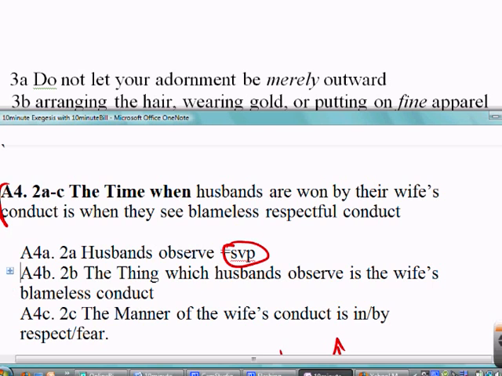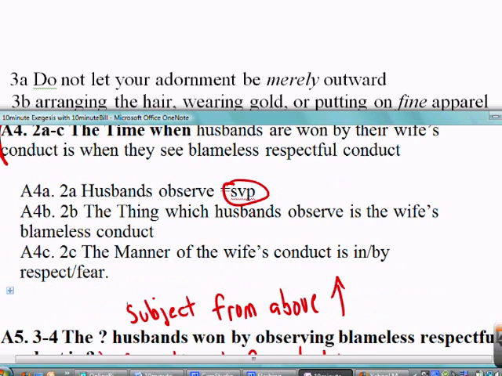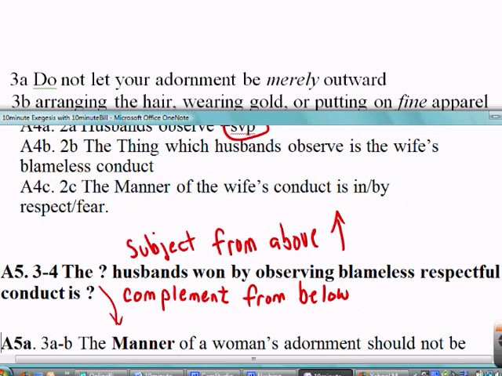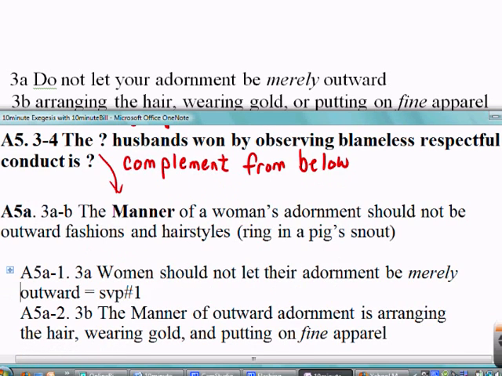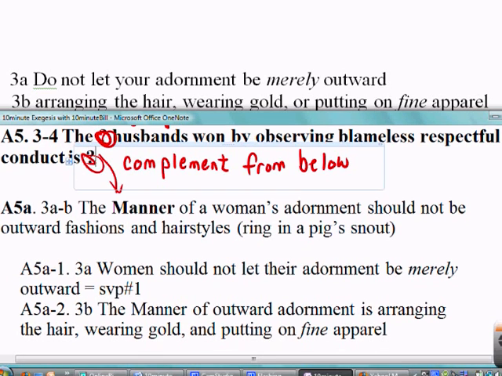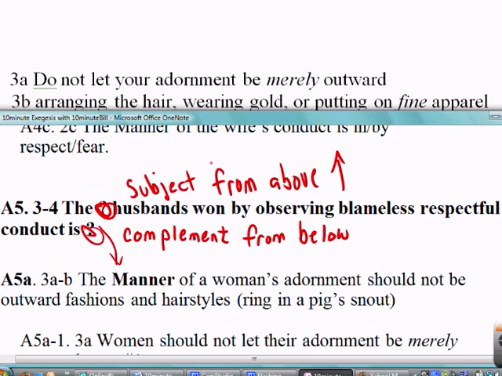So I have A, 1, 2, 3, and 4, and then I need 5. 5 is going to be verses 3 and 4. The something about husbands being one is whatever follows. So I need to figure out what the nuance is and what the complement is. Subject was easy. That came from up above. Husbands being one. So that's it for now.